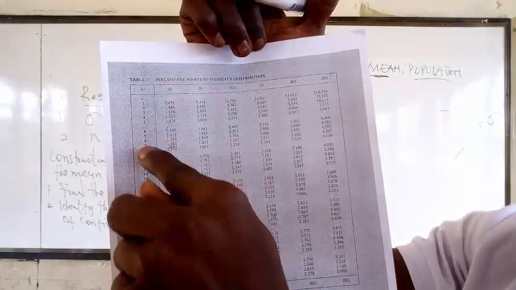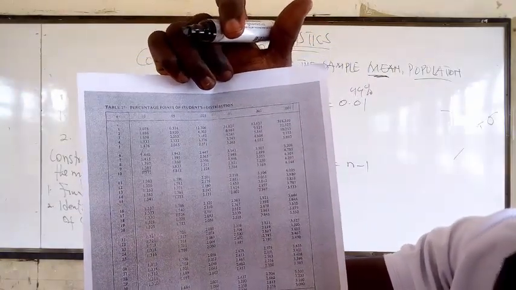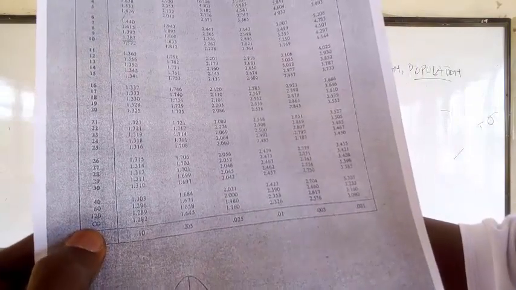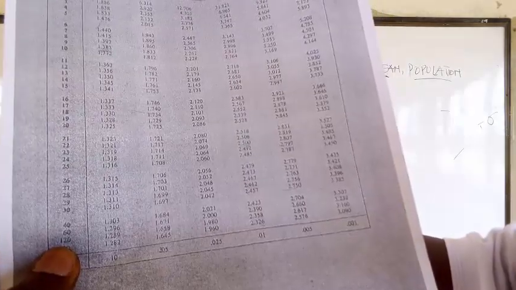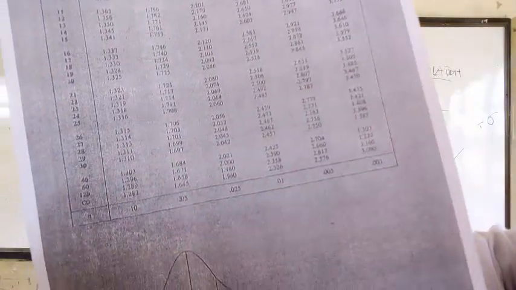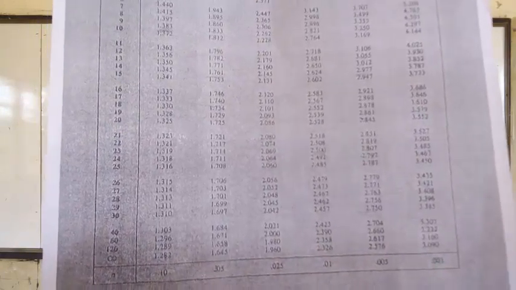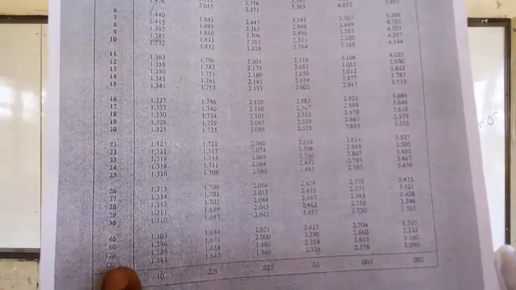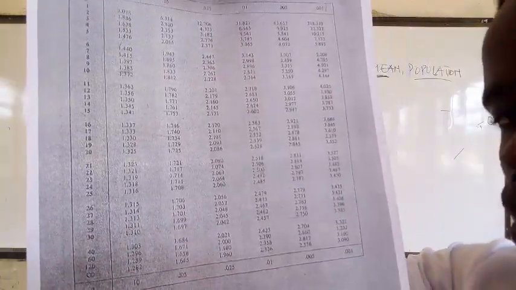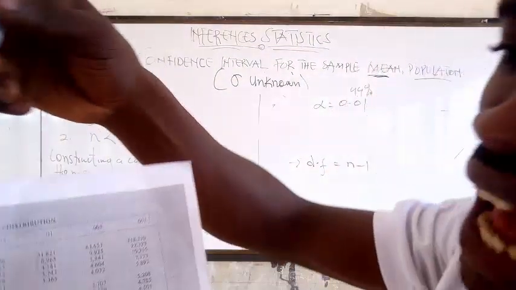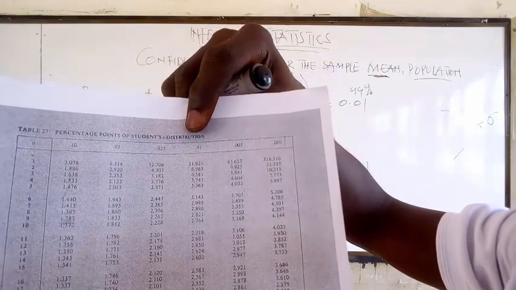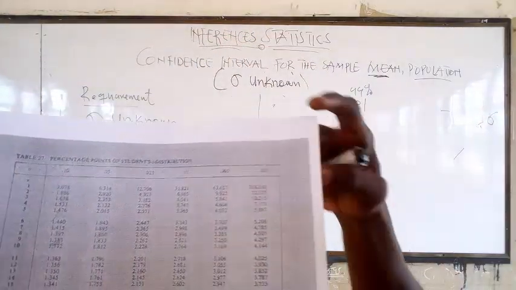The 0, 1, 2, 3, up to 120. The last part here is the infinity. That means that if I have a degree of freedom of 120, I can trace it. But if I have a degree of freedom, let's say 150, 200, 300, that means that I will choose the infinity row. Whatever is above 120, I will choose the infinity row. The alpha levels here are 0.10, 0.05, 0.025, 0.01. What we are going to use is 0.01.